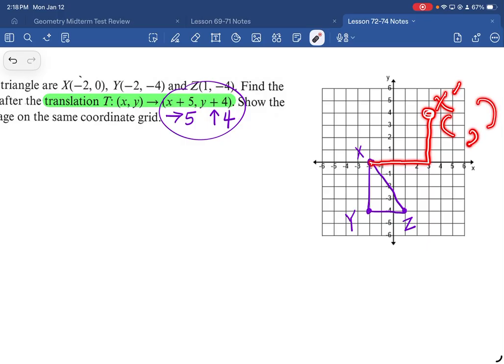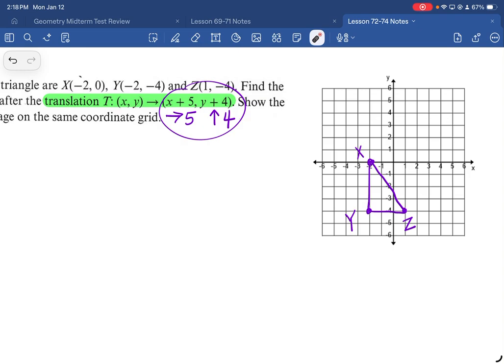Wait, Ms. Davis? Yes? Since the -2, 0, since those are the x and y, could we just plug in the x plus 5 and y plus 4? Absolutely. You could. If you prefer to do it mathematically, you can plug those numbers in. But if you're more of a visual person and you have to actually see the move 5 to the right, up 4, then that might be better for you. Or if you really are a high achiever and you want to do both, just to make sure you got it right, that would be lovely.